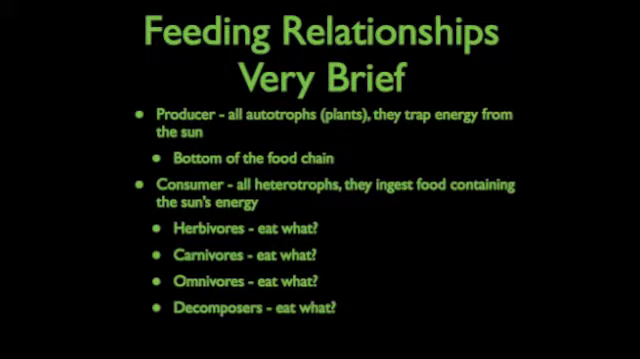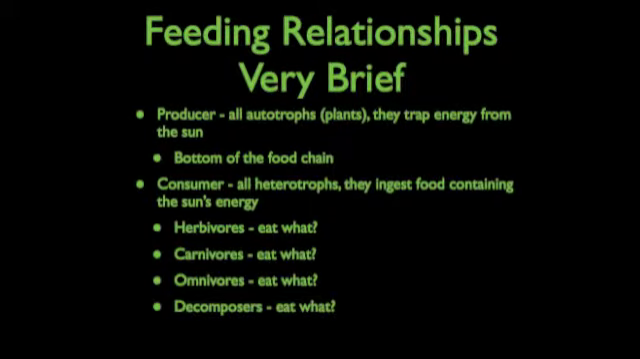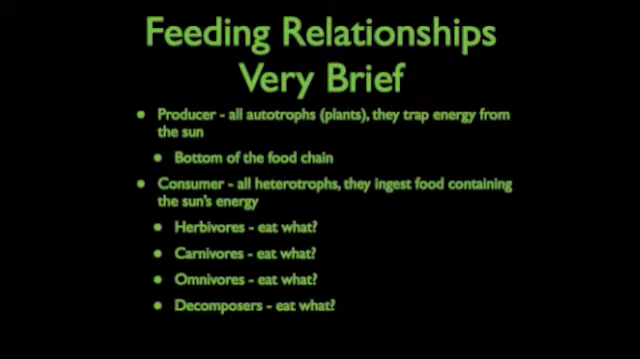We can also be classified as consumers. Consumers are all heterotrophs. They ingest food containing the sun's energy. So there's different consumers. The first one would be the herbivore. And what do you think they eat? Well, they're going to eat the grass. So you could put that as a cow. You could put it as a bunny. There's all kinds of examples for herbivores.